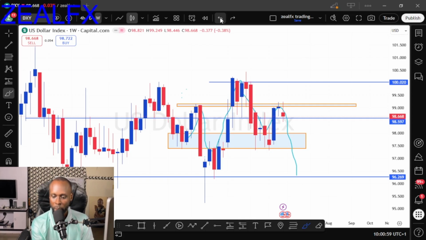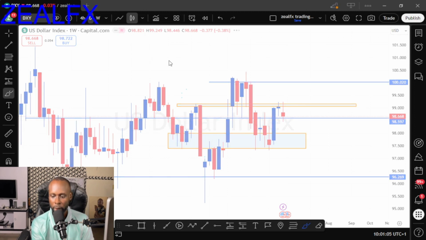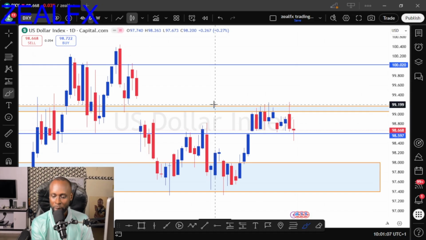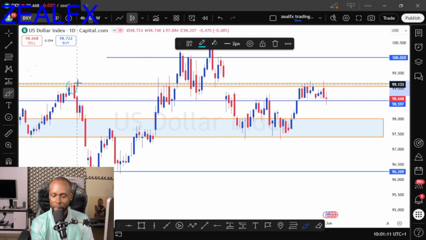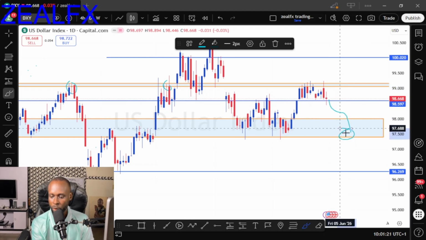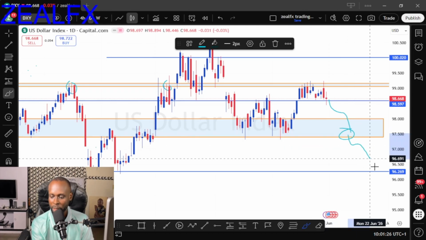So let's look at the daily time frame to also have more insight of what the DXY will do this week. On my daily time frame, you can clearly see that price currently rejected from this daily resistance level and also a weekly resistance level. This signifies we are expecting more bearish trend for the DXY to this next weekly support level and also a daily support level. Then if we see price break this support level, this might trigger more sell.